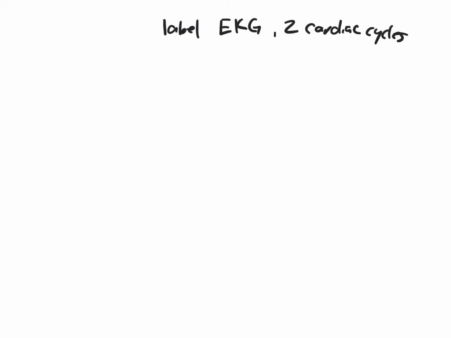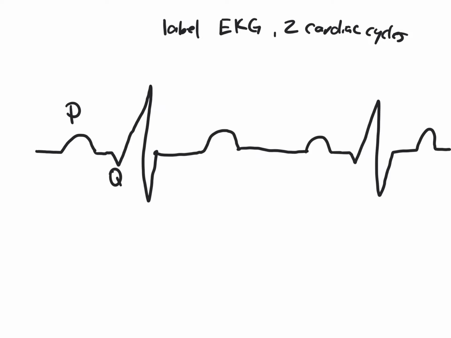So your first task in the assignment is to draw and label 2 complete cardiac cycles of an EKG waveform. So you're going to draw something that looks like this. And you would label these as your P wave, your QRS complex, and your T wave. And because we have 2 complete cardiac cycles here, that makes these the exact same.